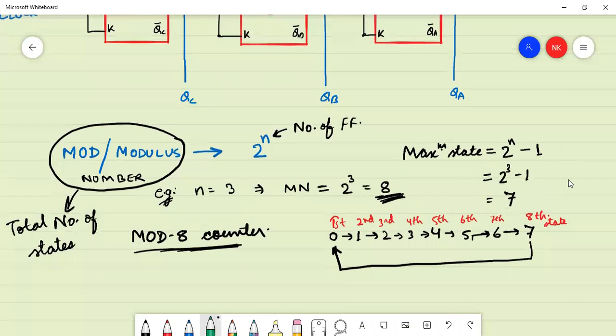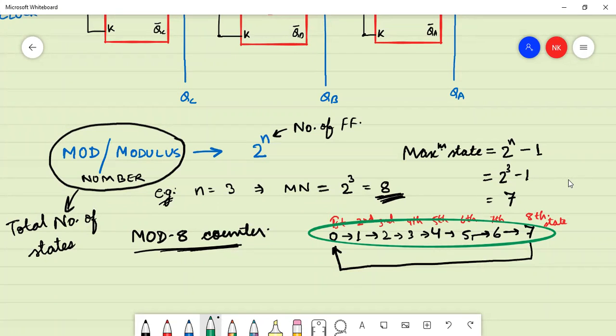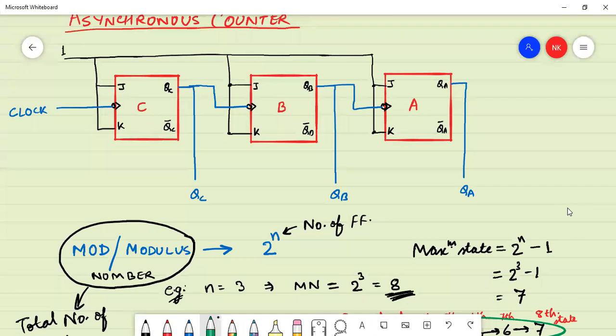As we can see here, this counter will have a total of these 8 states, and among these 8 states, the counting may be from 0 to 7 or from 7 to 0. So on which criteria will it depend? Can anybody tell me?